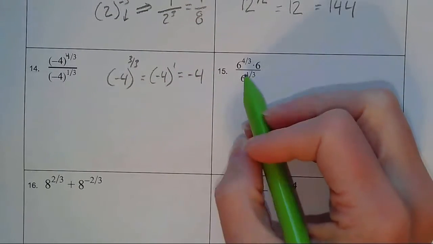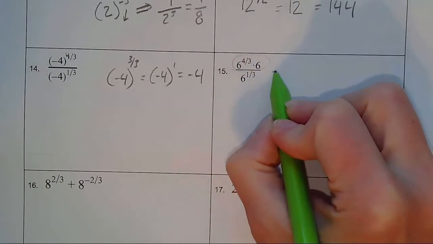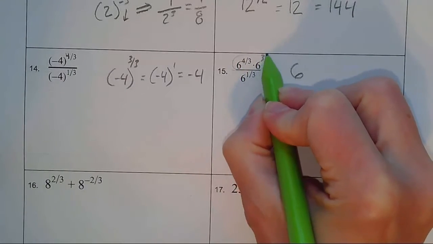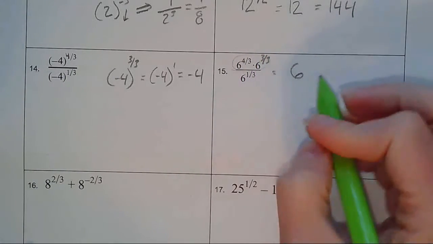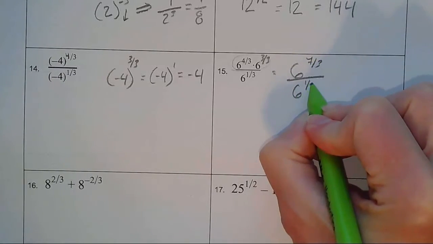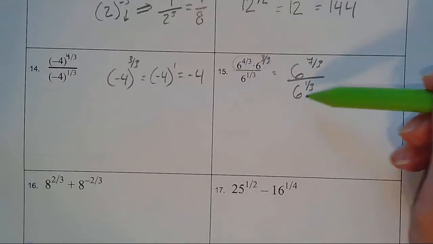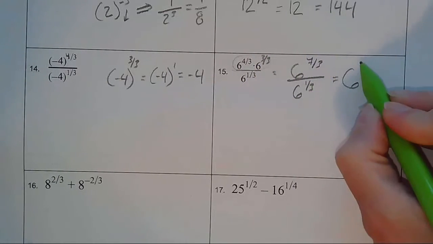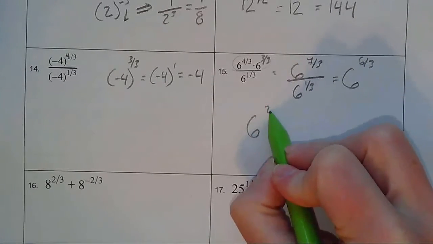Okay, this one right here has a whole bunch going on. I have a multiplication and a division. Take care of the top first. So my base is 6. I have 4/3 and then understood 3/3 because I want to have the same denominator. So 4/3 and 3/3 is 7/3 divided by 6 to the 1/3. Okay, add it on top, but now that I'm dividing, I can go ahead and subtract. So it's going to be 6 to the 7 minus 1 is 6/3. 6/3 ends up being a 2.